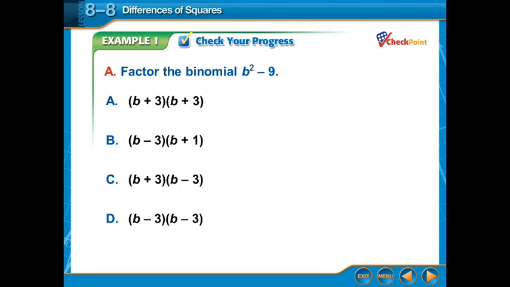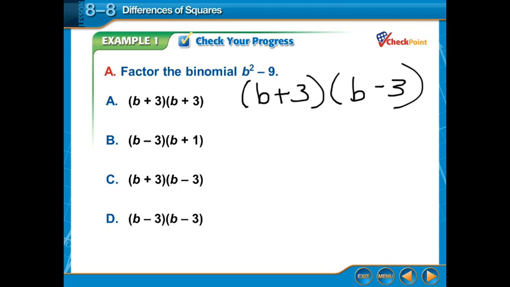So let's factor the binomial b squared minus 9. Well, that's simply what's the square root of b squared? B. What's the square root of 9? 3. So I know that one of mine will be b plus 3 and b minus 3. It's always going to factor to one being added and one being subtracted, but this is what we call the difference of two squares. And so we can see by this that our answer is C, right here.